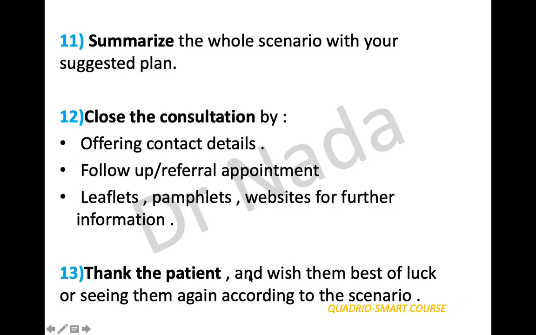Okay, finally, ask them if they have any further questions, if they are happy with your explanation, if there is still something which they find not clear. I mean, are you happy with my explanation? Okay, do you have any further questions? Can I help you in any other way? Okay, and finally, thank the patient, wish them best of luck, or seeing them again according to scenario.